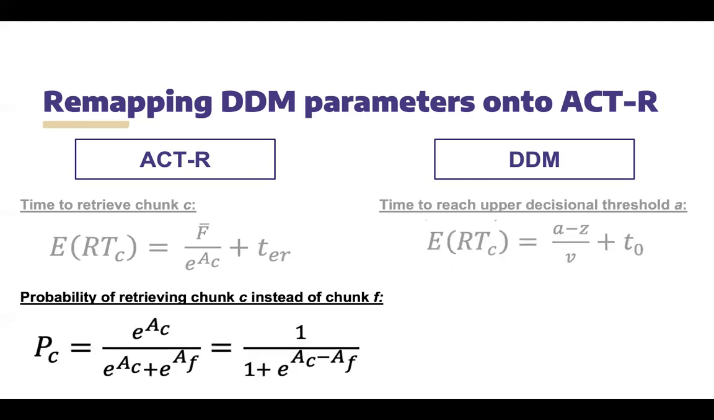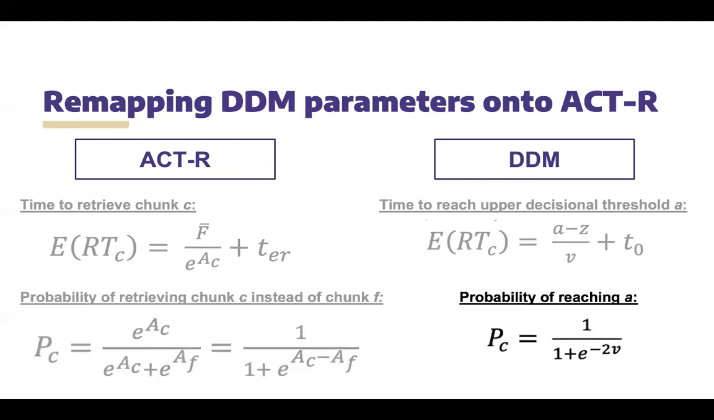The probability of retrieving a certain chunk over a competitor in ACT-R can be represented by this equation here, in which the probability P of retrieving chunk C with activation AC over a foil F with activation AF is dependent on the difference between the activations of the two competing chunks. This is similar to the equation for the evidence accumulator to reach the upper decisional threshold A.